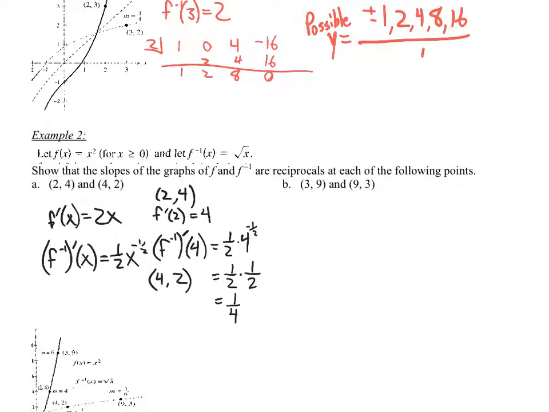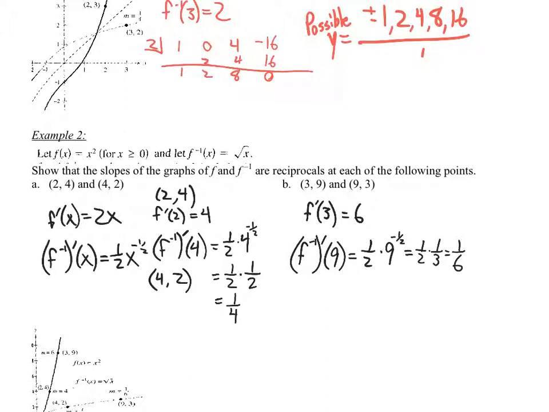If I were to look at part B here, f prime of 3 is 2 times 3, which is 6. f inverse prime of 3 is, or I'm sorry, I plugged in the wrong one. I used the other point here. f inverse prime of 9 is going to be 1/2 times 9 to the negative 1/2 power, which is 1/2 times 1/3, which of course is 1/6. And that's the reciprocal there.